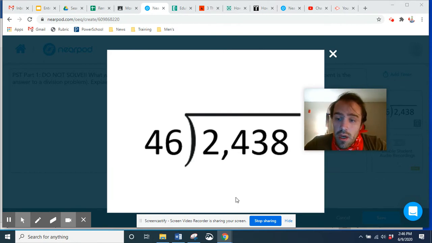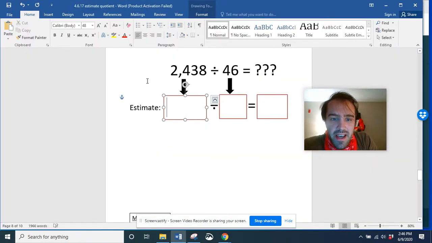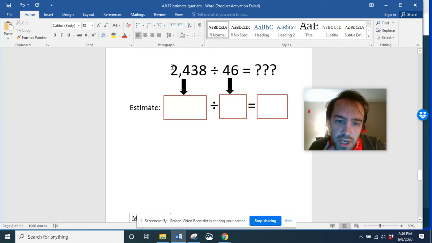But first, let's talk about how we can estimate for this problem, 2,438 divided by 46. And I've actually rewritten the problem over here so that you can see a little bit better about how to estimate. So 2,438 divided by 46.